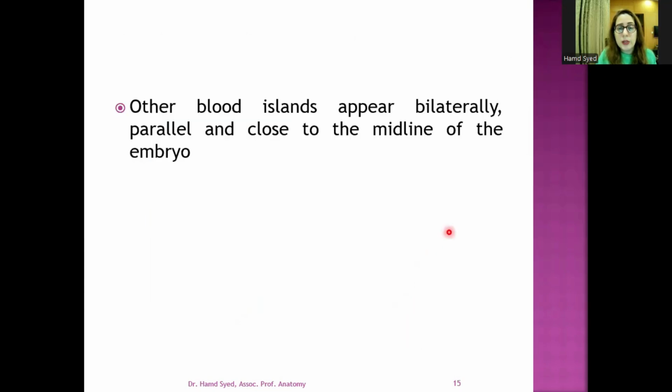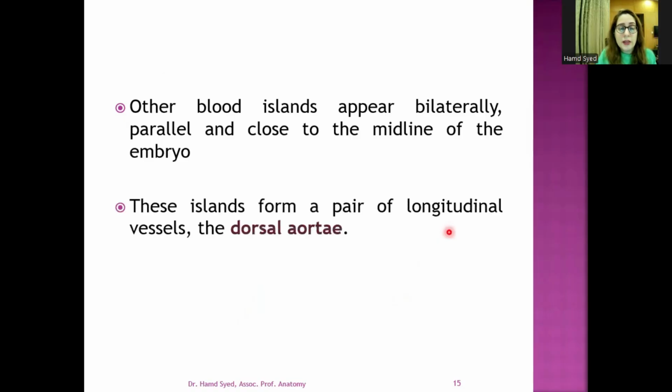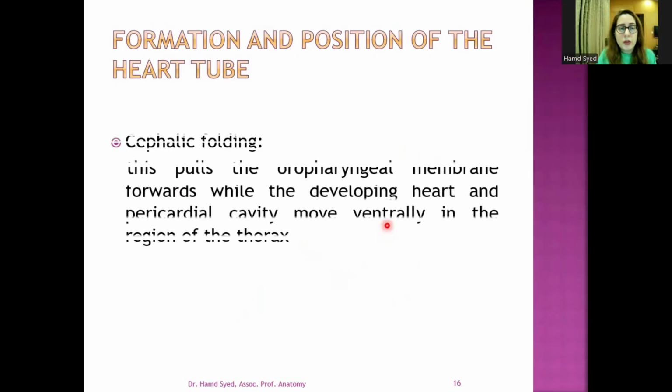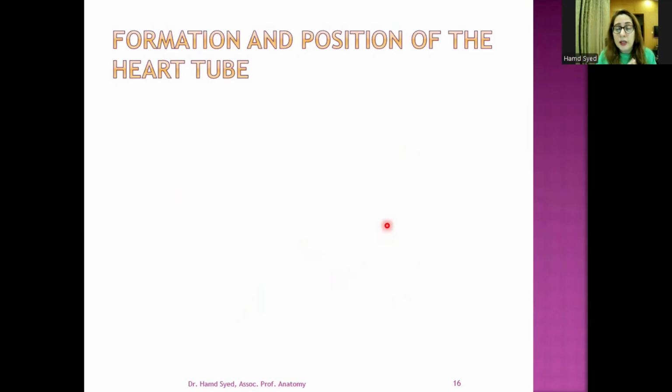Other blood islands appear bilaterally, parallel and close to the midline of the embryo, and these islands form a pair of longitudinal vessels known as the dorsal aortae. Now let's talk about the formation and position of the heart tube. Remember, during cardiovascular development, the heart tube is a structure which is formed before the heart.